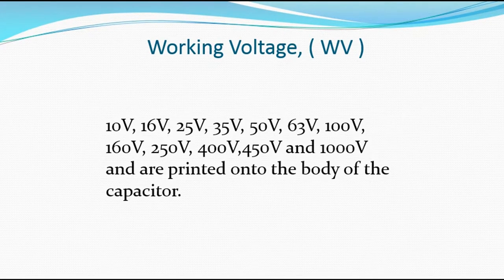Look at the voltages. These are not the only voltages; there are others that I couldn't add here, but this is just an example for you to understand. It is printed on the capacitor body, as I have already said. Here we have 10 volts, 16 volts, 25 volts, 35 volts, 50 volts, 63 volts, 100 volts, 160 volts, 250 volts, 400 volts, 450 volts and 1000 volts, all printed on the capacitor body for you to know the maximum voltage each can work with.